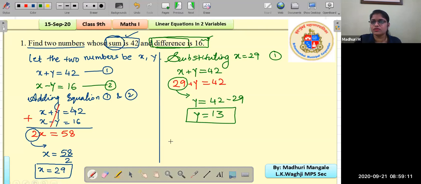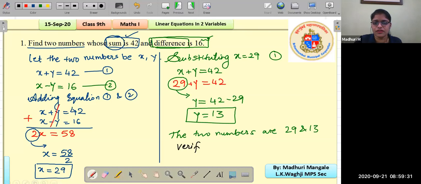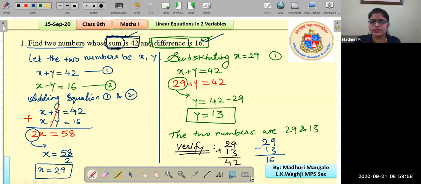And then lastly, we need to write out the conclusion, right? What is the conclusion? The two numbers are 29 and 13. Now we can quickly verify here for our understanding. Is the sum of both the numbers 42? Just check. 29 plus 13, is it 42? Yes, it is 42. And then we can check, is the difference of these two numbers 16? Are you all working it out, students? So difference, we can see, yes, on subtracting, the answer is 16.